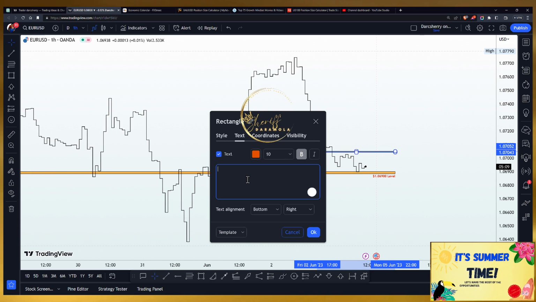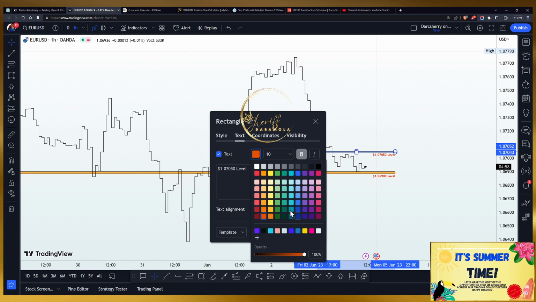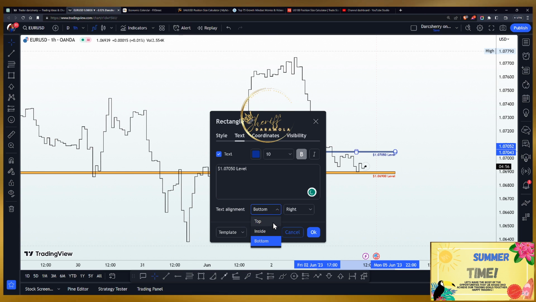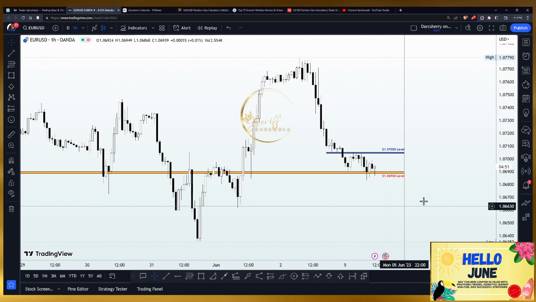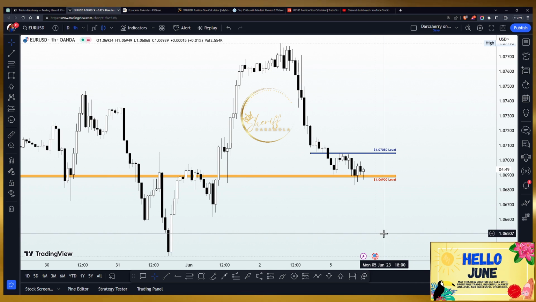So let me label it first of all. So we have the 1.07050 level. That will also be in blue. So I'll place it at the top right hand side of our screen and then bring back our candle chart. Beautiful. So we have a structure to play with right now.